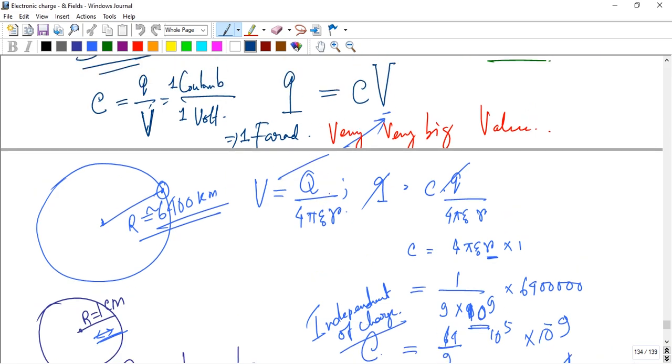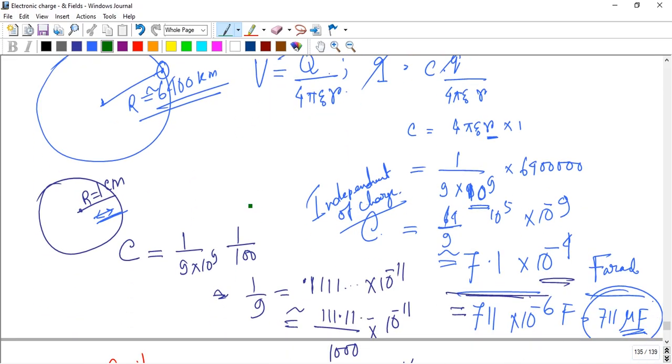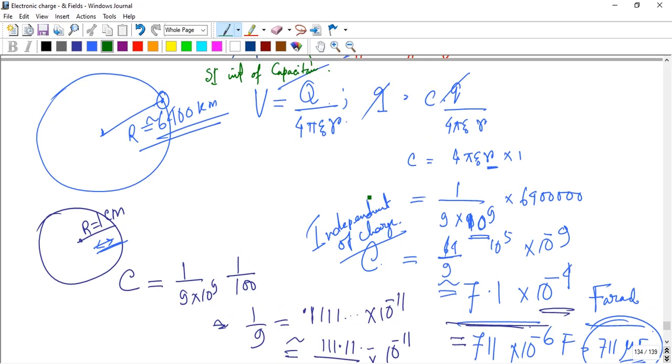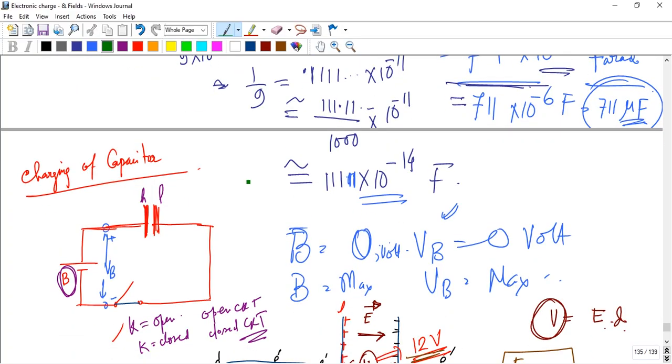The SI unit of capacitance is the farad, and the farad is a very large value. How large is it? So we check the Earth's surface: we calculate the potential V of the Earth's surface, and then we get the C value, the capacitance of the Earth.